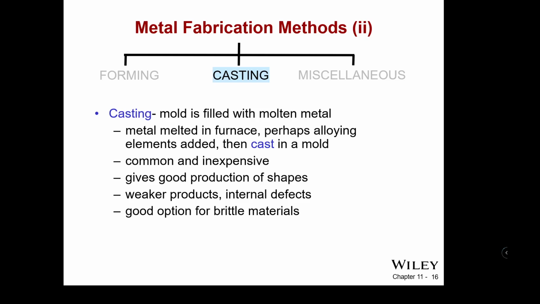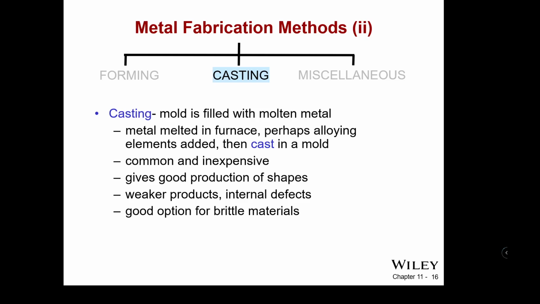So the mold is filled with molten metal. The metal is melted in a furnace, and there's sometimes alloying elements added. Then there's common, it's an inexpensive method, so it's typically not tons of machine work to make a casting. Sometimes there's machine work after the casting, but the casting is an inexpensive way to make the part compared to machining it from a billet, which costs considerably more time, energy, and effort.